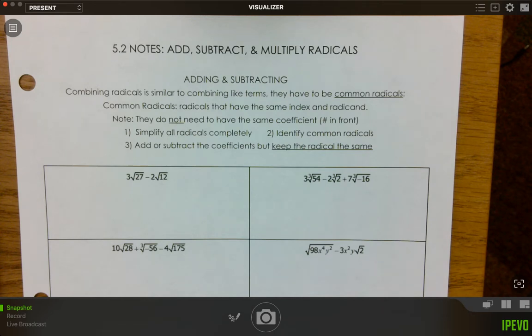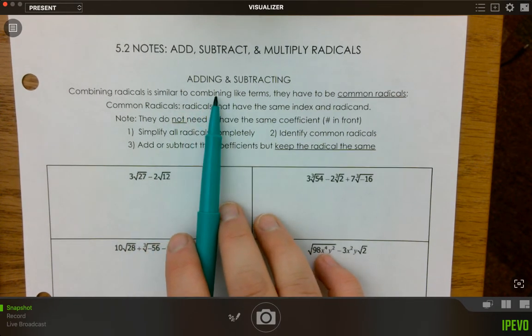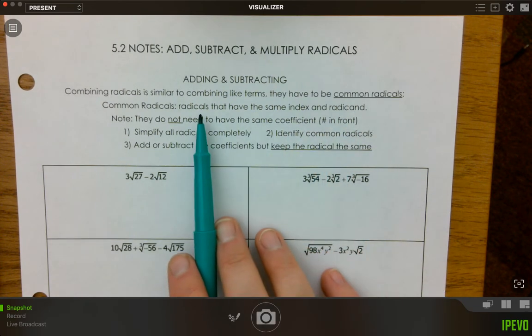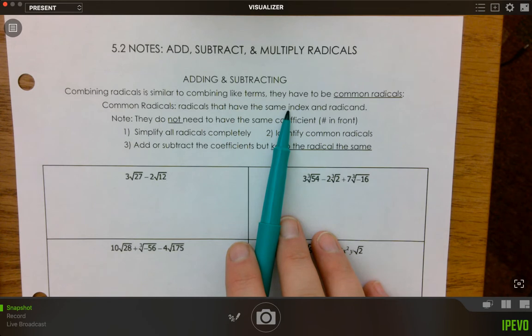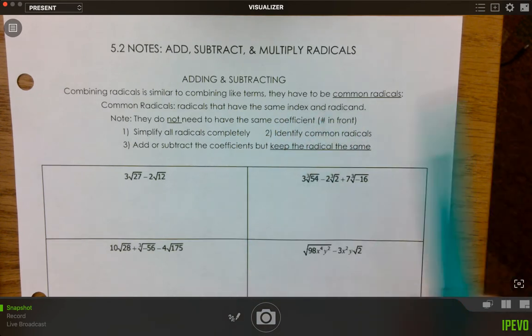So when you are adding and subtracting, combining radicals is similar to combining like terms. They have to be common radicals. In order to get a common radical, you have to have the same index. So they both have to either be square roots, or they both have to be cube roots, or they both have to be fourth roots. You can't combine a square root and a cube root, and they have to have the same radicand.